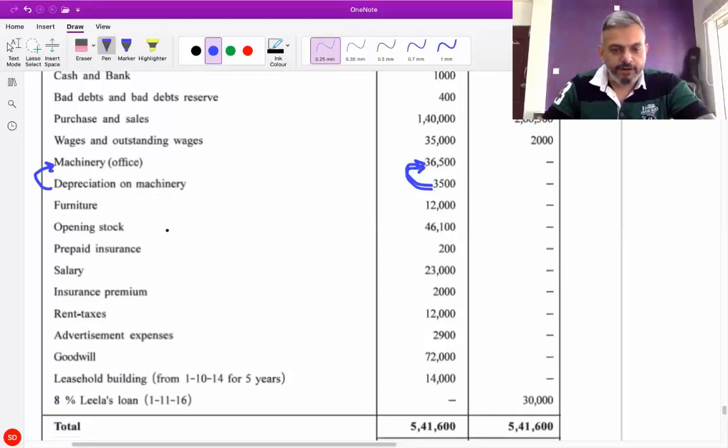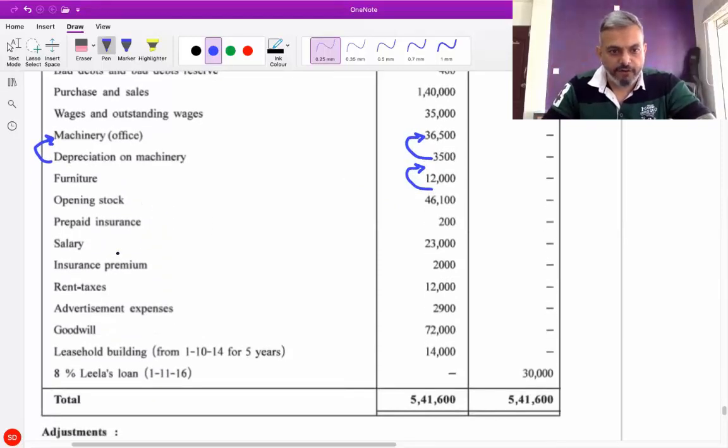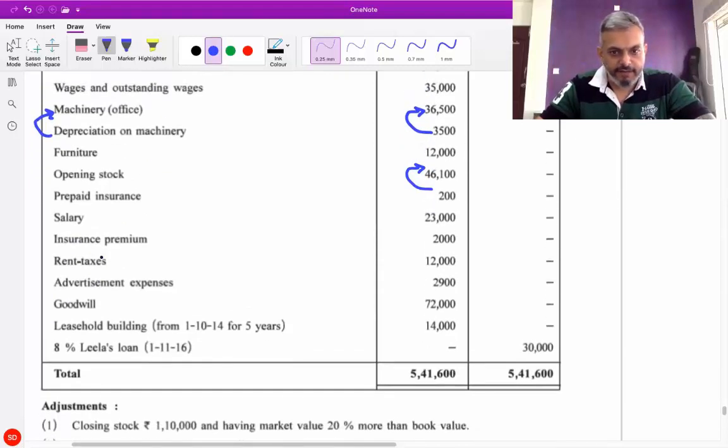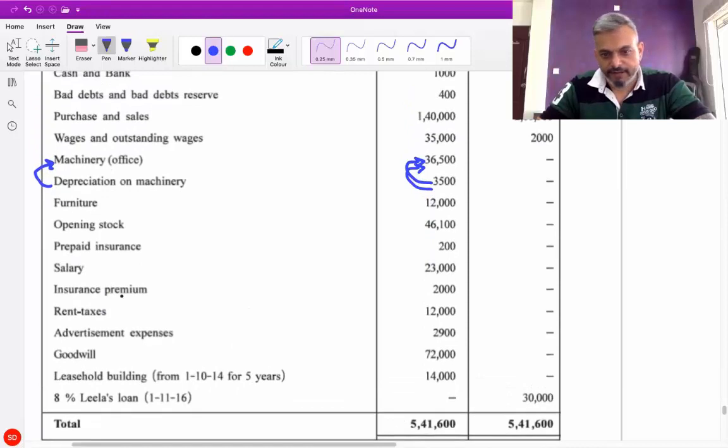Okay. And furniture, opening stock, prepaid insurance, salary, insurance premium, rent, taxes, advertisement expense, goodwill. Okay. And leasehold building. Now this is very important adjustment over here. Please mark it, very important. It's a hidden adjustment, but extremely important.